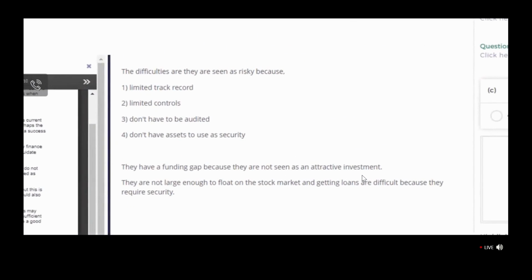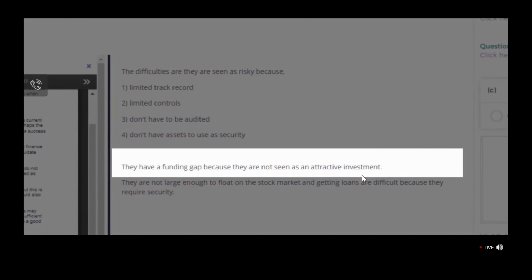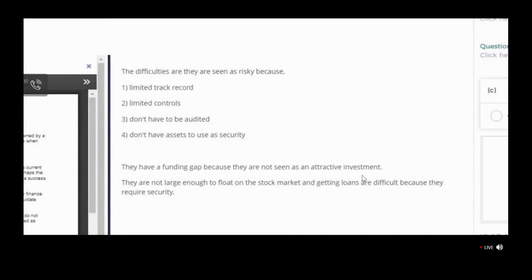If we then move on to those 2 sentences below their points, they've also said they have a funding gap because they're not seen as an attractive investment. You haven't really explained what the funding gap is to fully get the mark for that. Although it's obvious to you, it's not obvious to the marker that you know what the funding gap is. So define it and then you'll get the mark. The funding gap is the difference between what small, medium-sized enterprises desire as financing for their investments and what they're able to achieve from external investors.